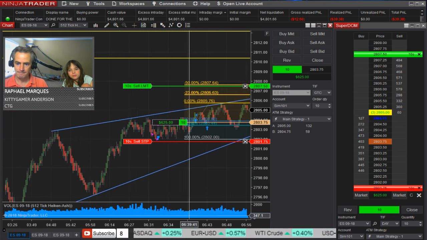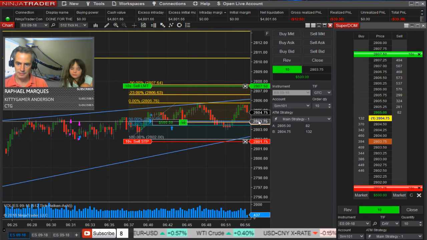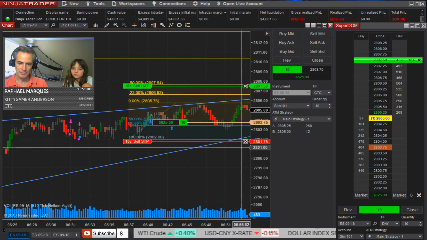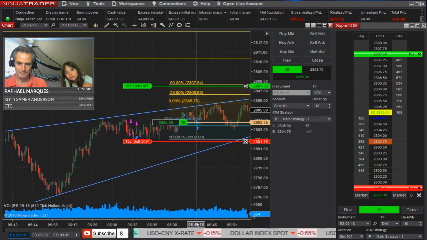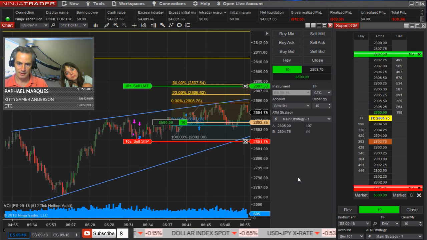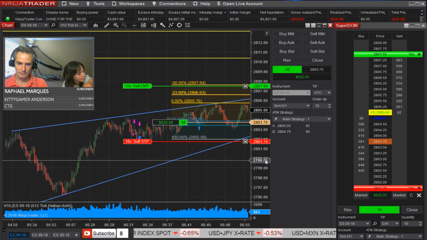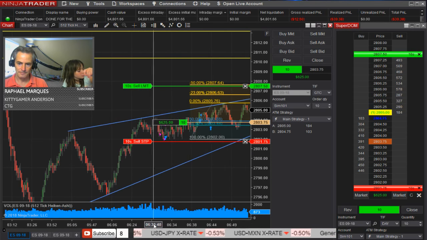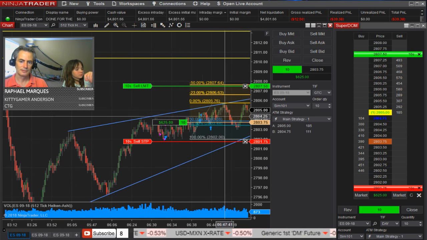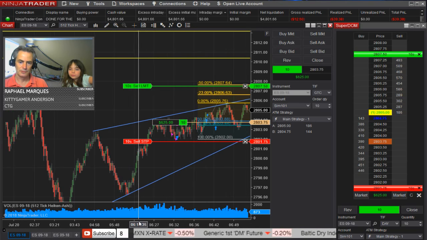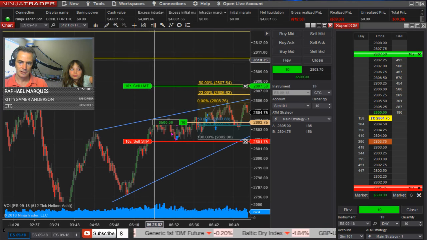Till it blows. I think it's going to chop here for a few minutes. Good. But then I think it's going to pop out of this channel and head up to probably the 2810 area.